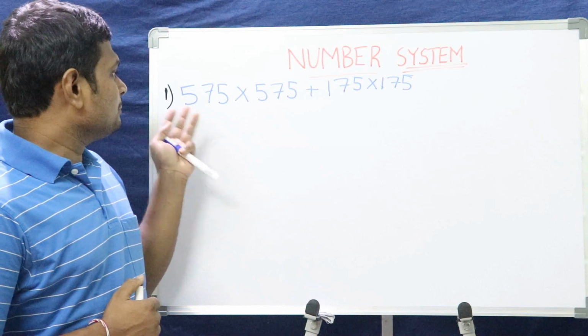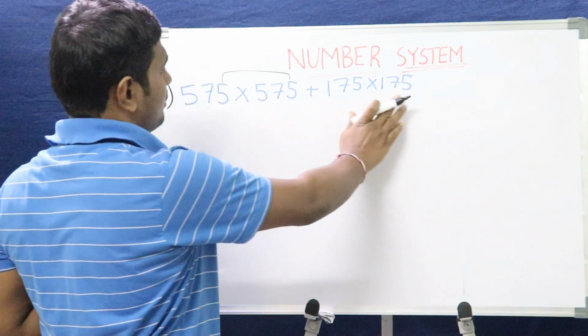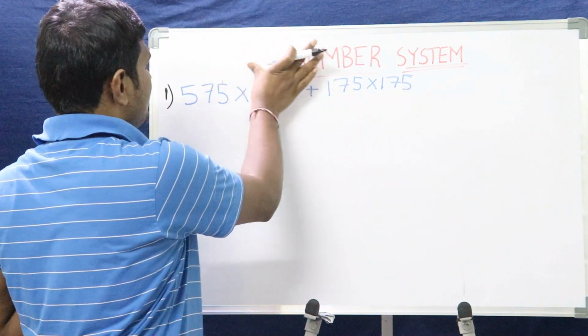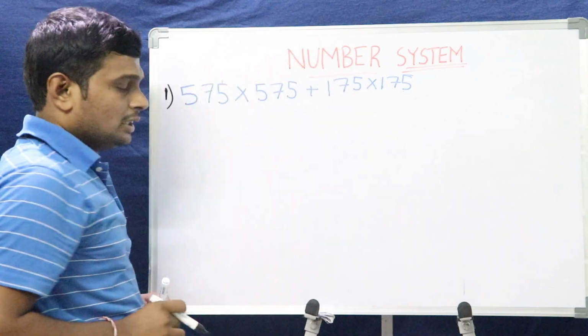What is the first one? 575 into 575 plus 175 into 175. We need to simplify this problem. How can we simplify that one?